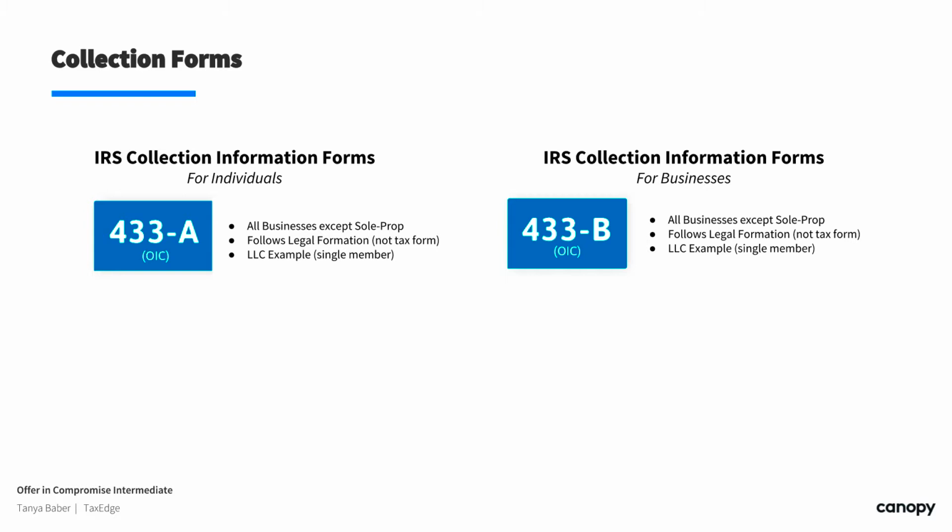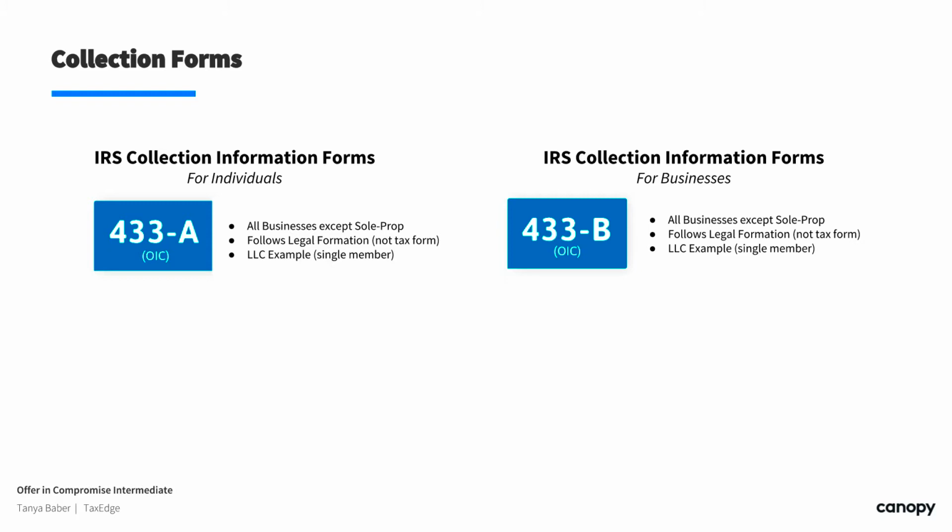So as we go through the 433A OIC, it's for doubt as to collectability and effective tax administration offer in compromise only. Doubt as to liability, again, does not require any financial information. No type of a 433A is required. If it's a business, we're going to be using that 433B OIC form, and this is for all business types except for our sole prop following their legal formation.